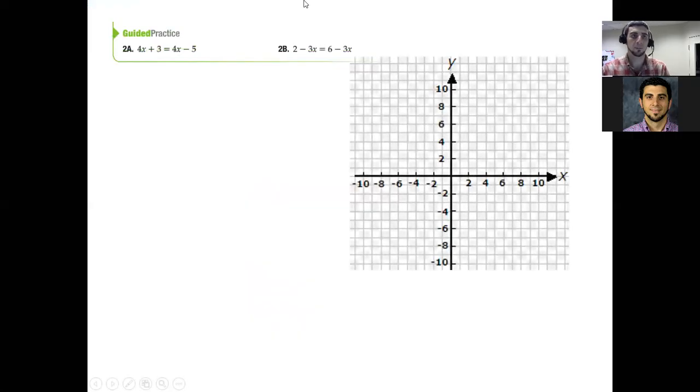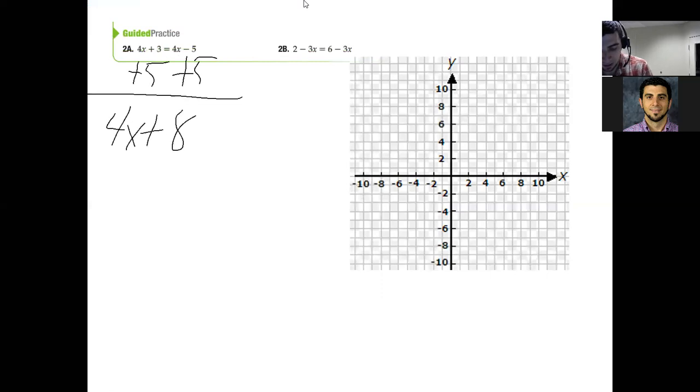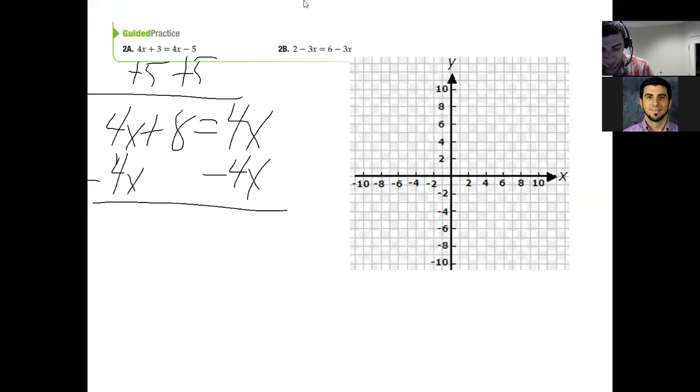All right, so we're back. This one, 2a, we want to add 5 to both sides. You get 4x plus 8 equals 4x. Oops, so subtract. Let's just clean this all up a little bit. So subtract 4x from both sides, and you get 8 equals 0, which is false. 0 does not equal 8.